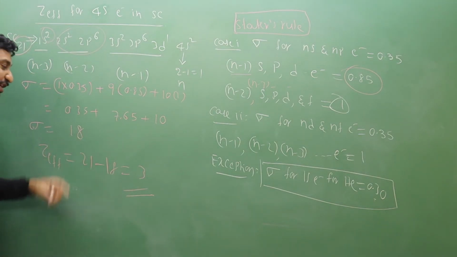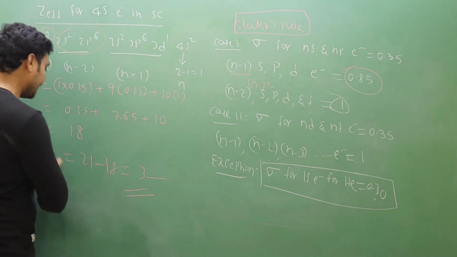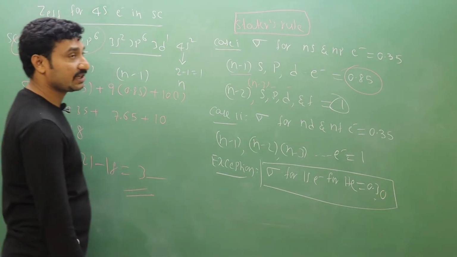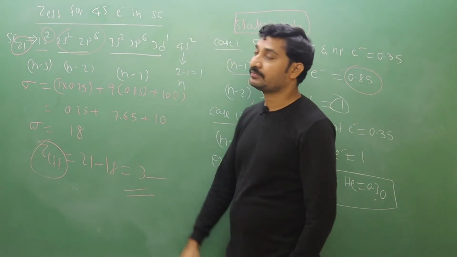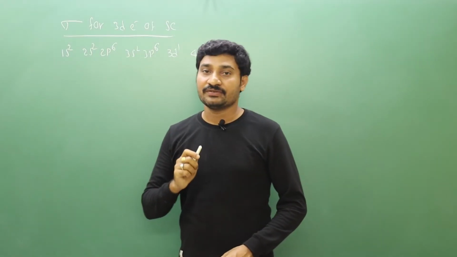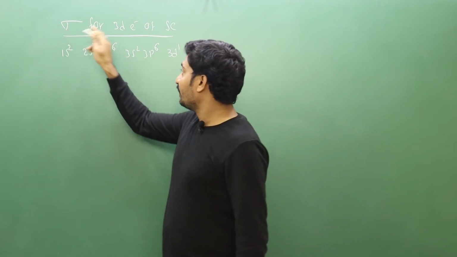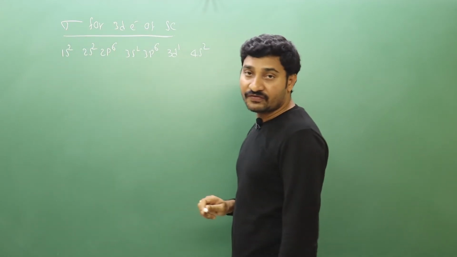Clear? 21 minus 18 is 3. So Z effective for the 4s electron in scandium is 3. Next one, sigma for the 3d electron of scandium.